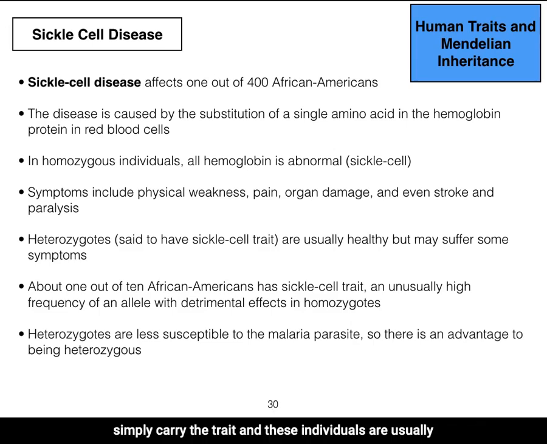Heterozygotes simply carry the trait, and these individuals are usually healthy, but in some cases they do suffer some of the symptoms. About 1 out of every 10 African Americans have the trait, which is actually a really high frequency for our population. Heterozygotes are less susceptible to malaria, which is actually a benefit to being a carrier of the trait.